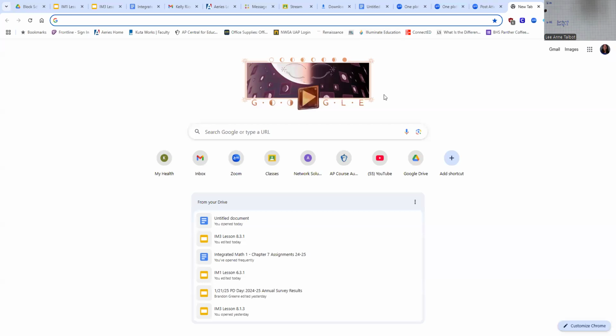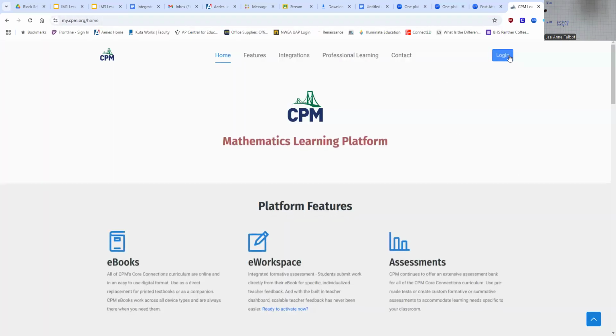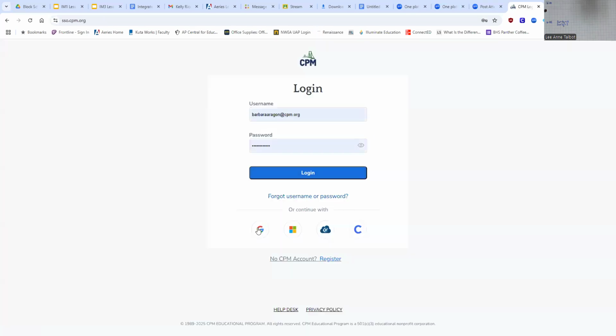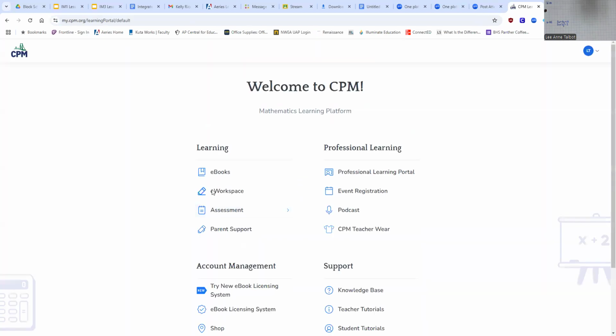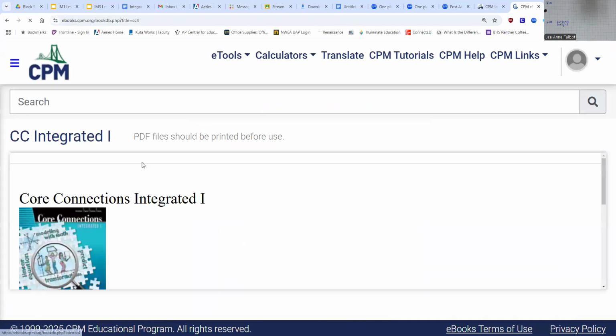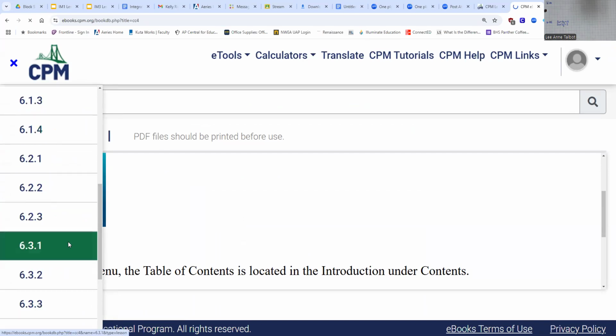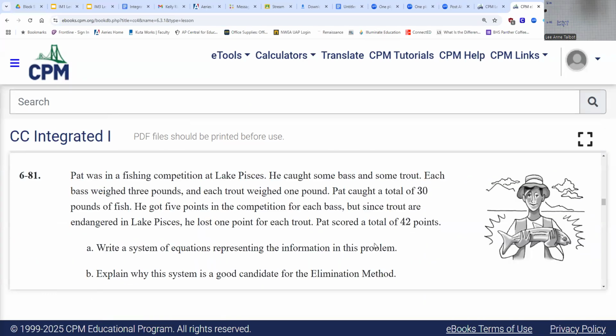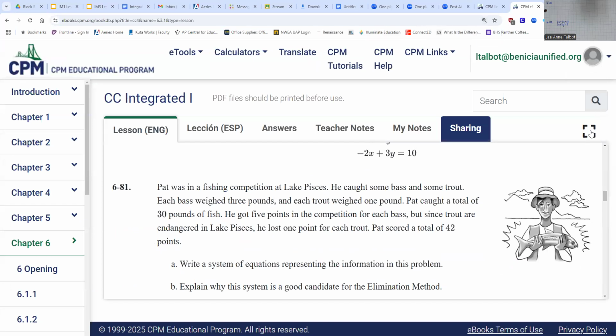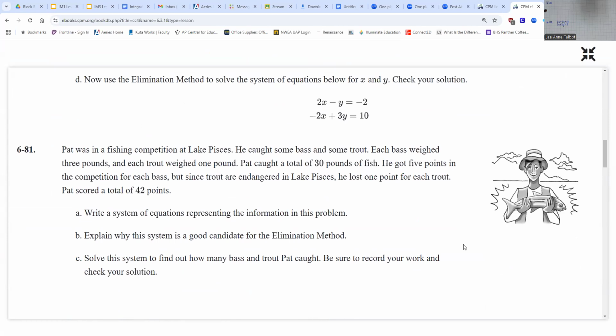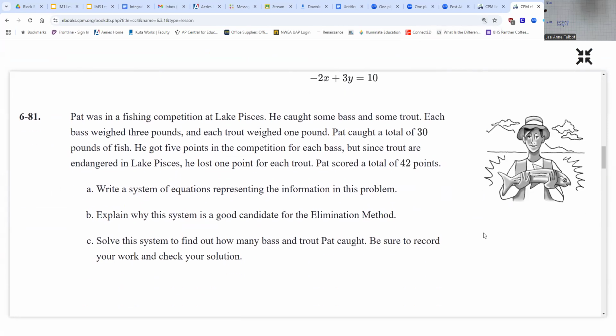Okay, so let's go find number 81. Do you have the feeling it's a word problem? I have the feeling it's a word problem. It's 631. Do you think that it might be a word problem where we don't have X and Y in it? Okay. Pat was in a fishing competition at Lake Pisces. Anybody know why that's funny? Pisces, oh yeah, fish. Okay, he caught some bass and some trout. Each bass weighed 3 pounds.